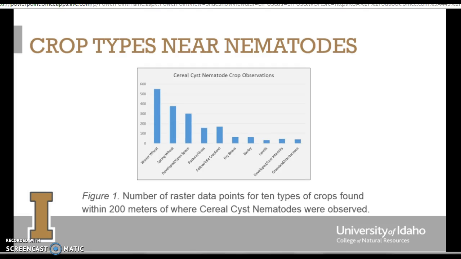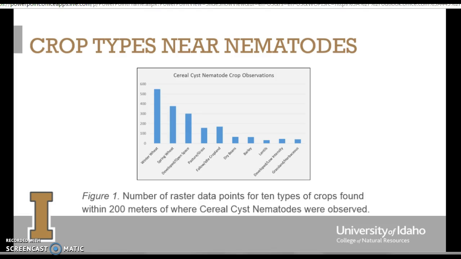My final slide just shows a chart of the top 10 crop types that were within 200 meters of where the cereal cyst nematodes were observed. You can definitely see that the winter wheat and the spring wheat were the most common ones found where cereal cyst nematodes were found. And that about sums up my presentation.